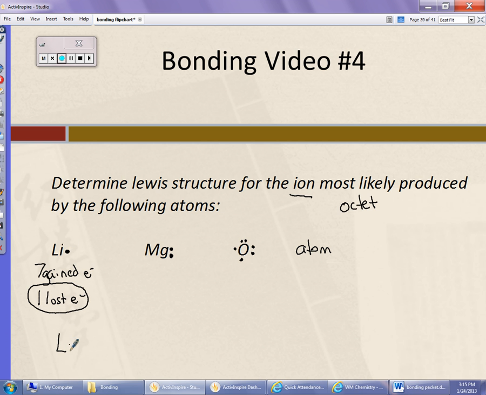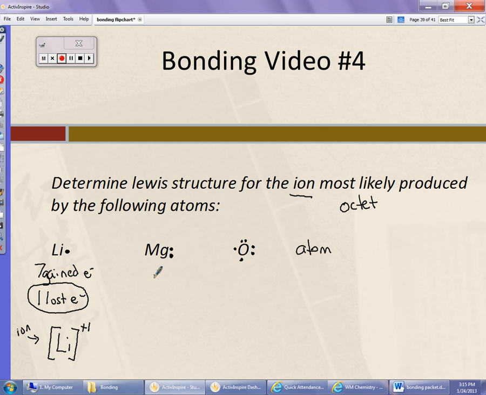So when he's done, he's going to lose this electron. He's going to become lithium. Notice the electron is gone. We're going to put brackets on the outside to show that this is now an ion and not an atom. Li plus 1 charge. This is what the ion looks like. So we've gone from atom to ion.